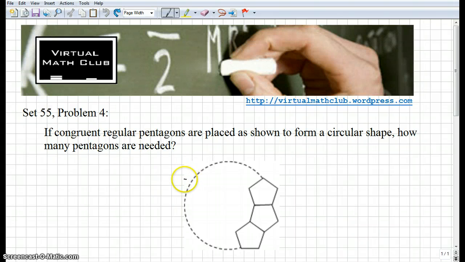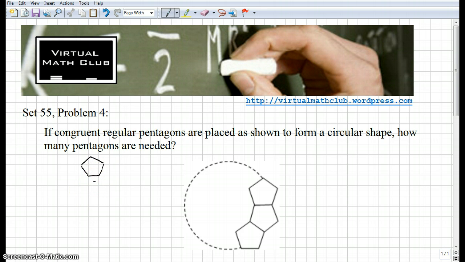Alright, in this problem, we're going to take a bunch of congruent, regular pentagons and place them in a circle. And the question is, how many pentagons do we need to do that? Well, let's look at a pentagon here. That's the first thing, because what we would really like to know is what are the angles involved with this pentagon. So let's take a look at one pentagon.